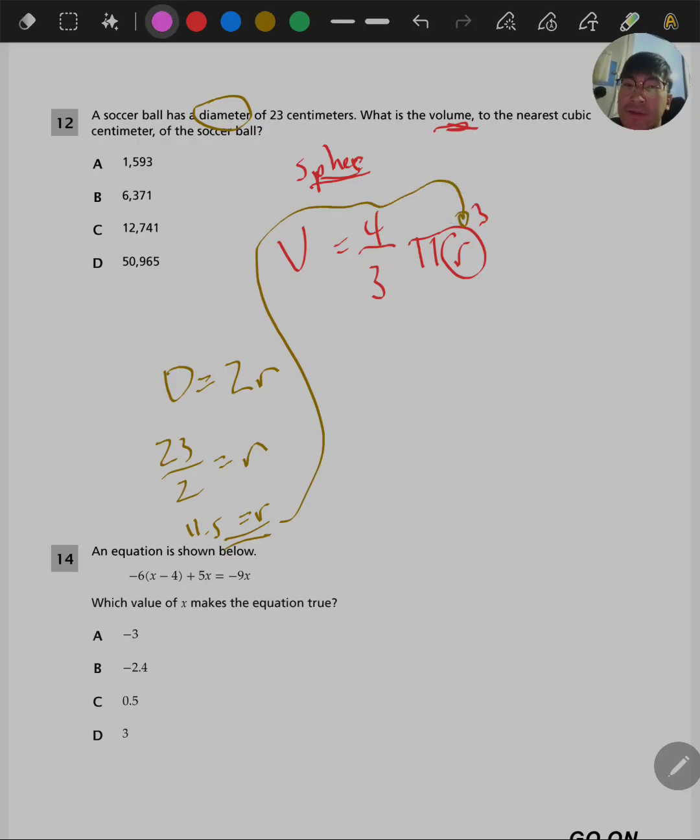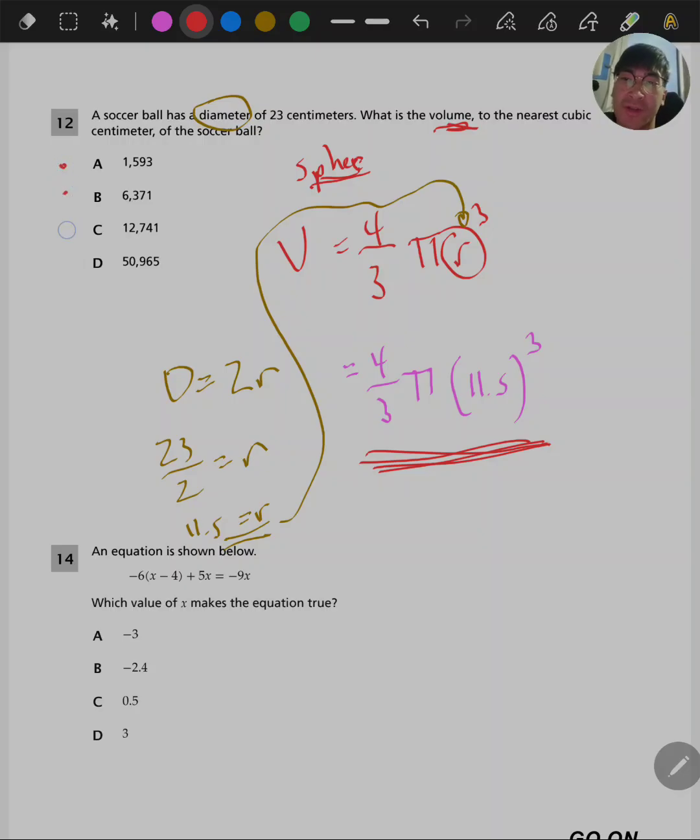So let me do that. So v is equal to 4/3 pi. Okay, like I said, good habits. When you substitute, you put parentheses. Okay, you need that here because otherwise PEMDAS order is going to be weird. So you're going to say 11.5 to the power of 3. Okay, now this is where you get your calculator. Okay, but look here. So you just got to do PEMDAS on this.